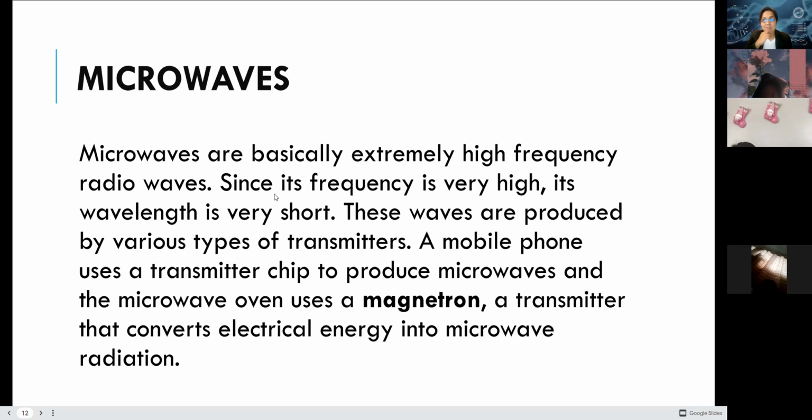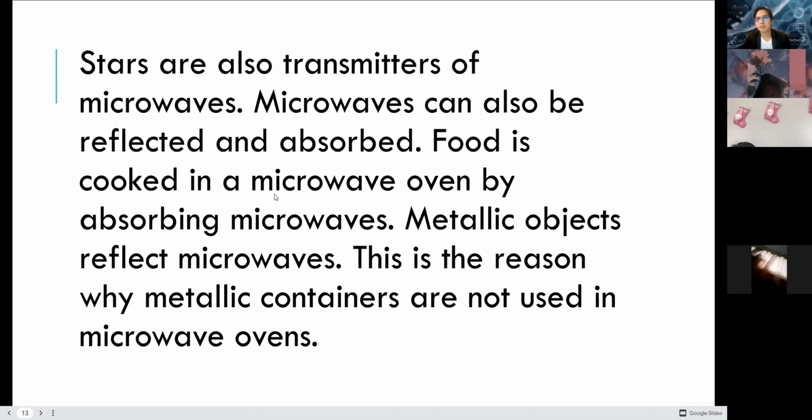What else? When you're using your phone with your Wi-Fi, it again creates a microwave. The chip transmits microwaves and produces heat in the process. Stars are also transmitters of microwaves. Microwaves can also be reflected and absorbed.